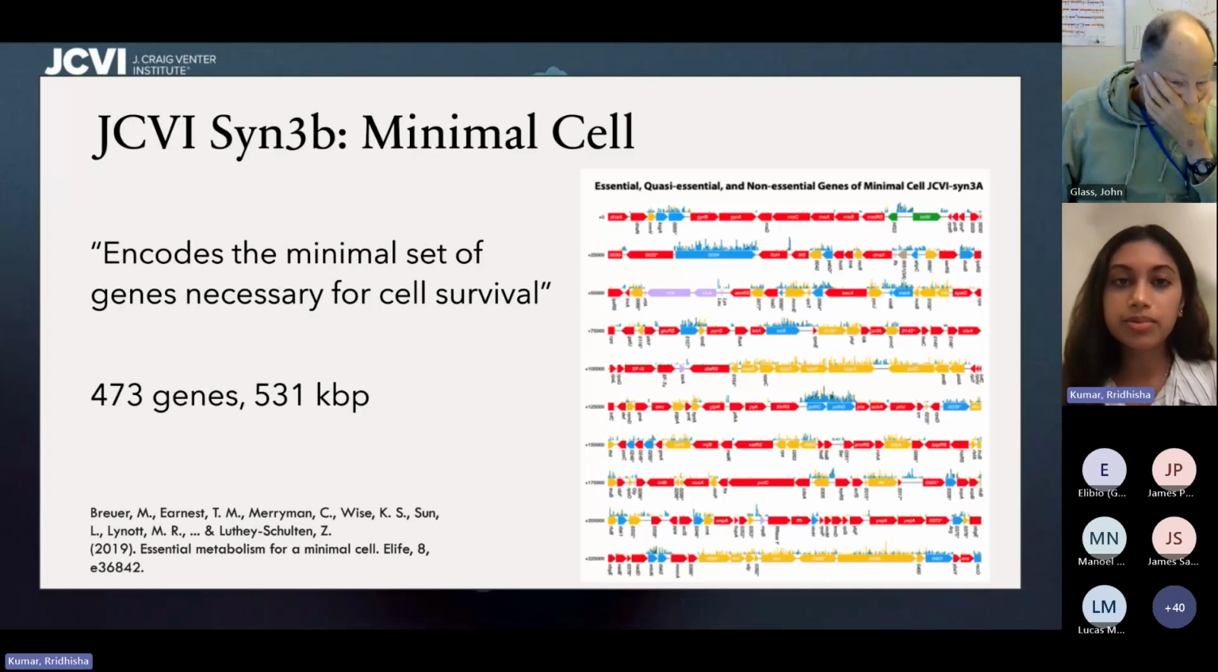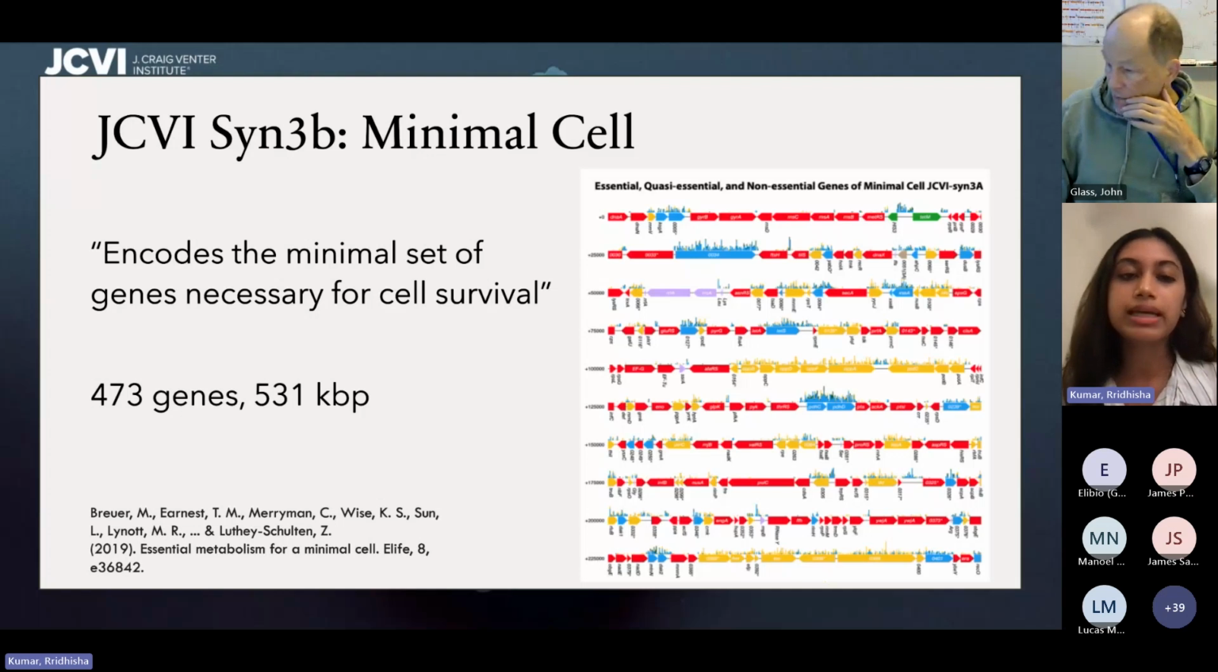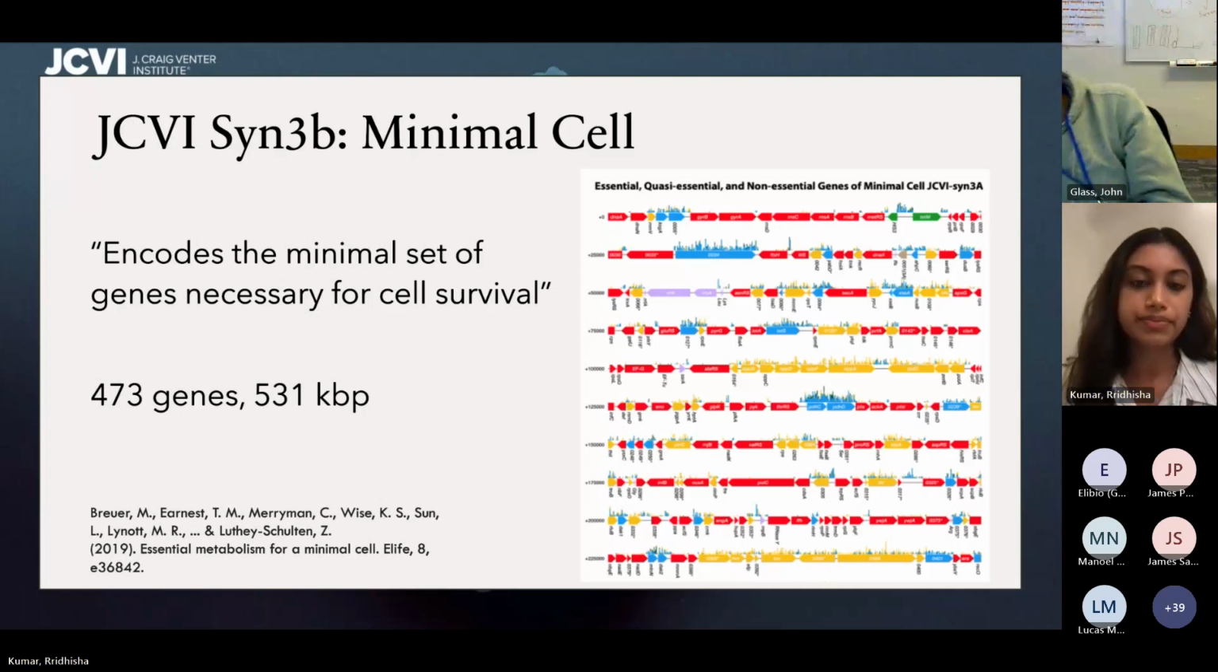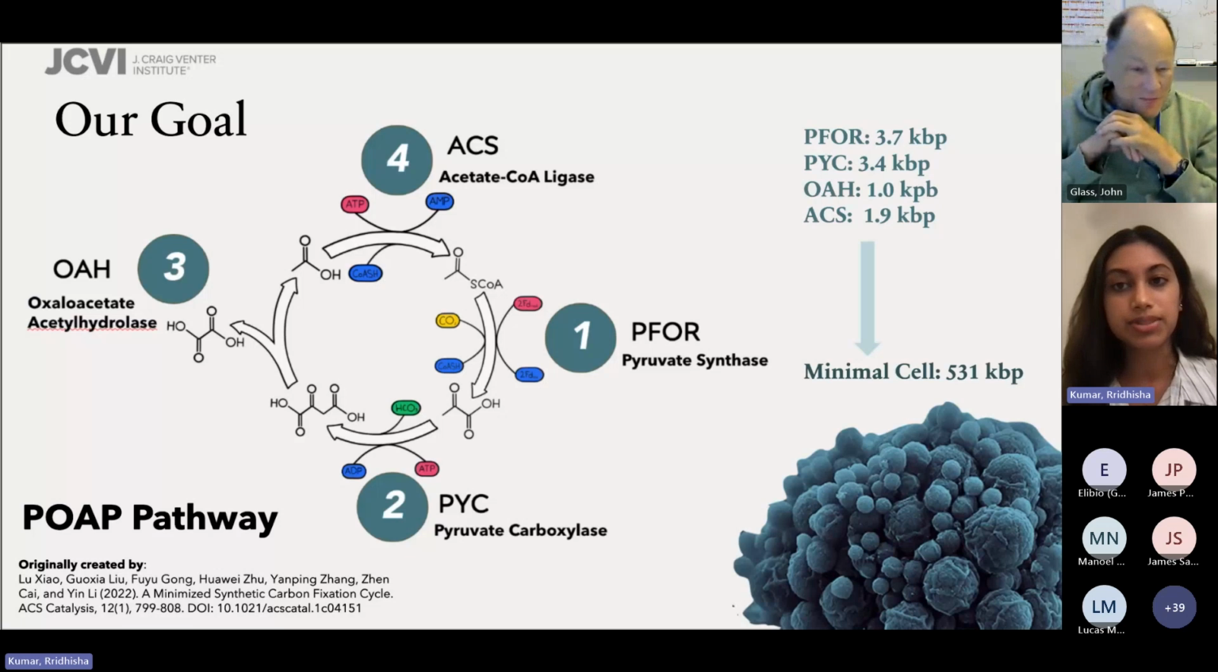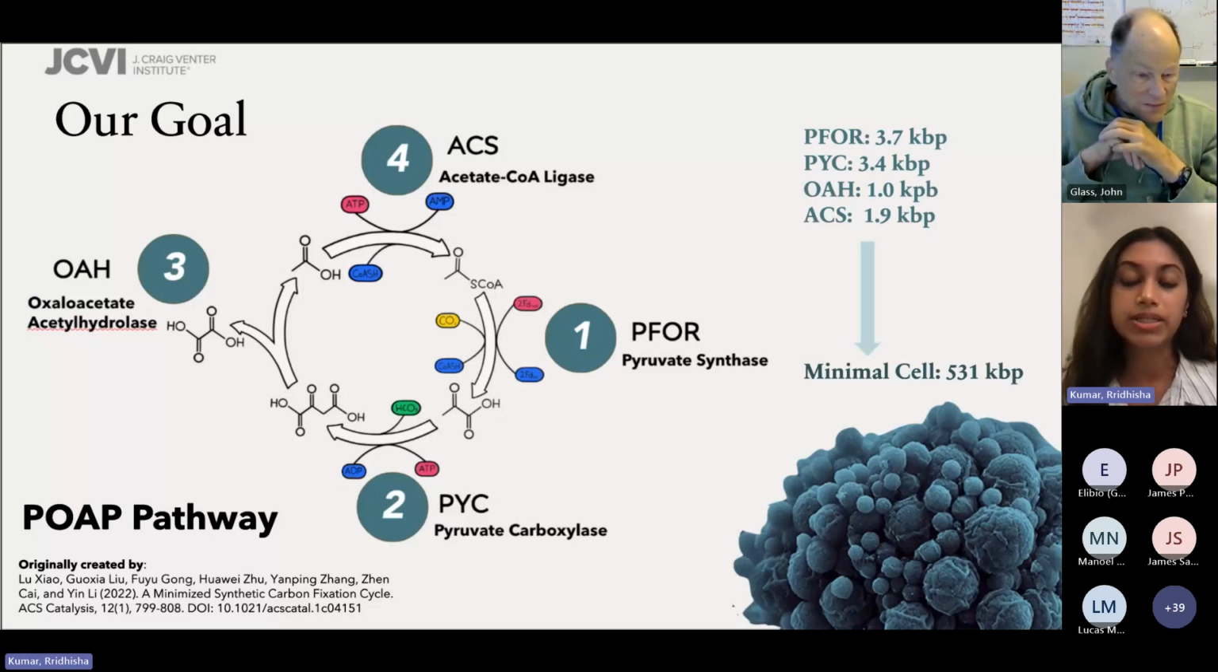Finally, because the minimal cell's function is essentially to do nothing, and since it freely diffuses acetate, we believe adding this pathway that consumes acetate in a cyclic manner wouldn't really hinder or burden the cells. So that being said, the goal of our project was to insert this 4-step POAP pathway into the JCVI minimal cell. Now, all 4 enzymes combined come out to be around 10 kilobase pairs, which we would then put into the 531 kilobase pair minimal cell.